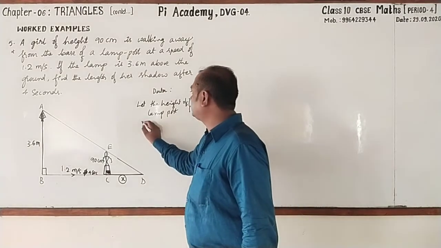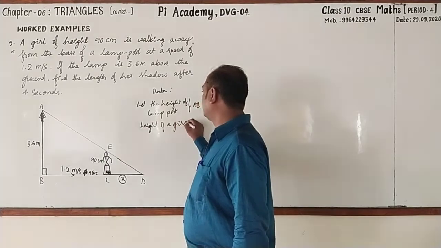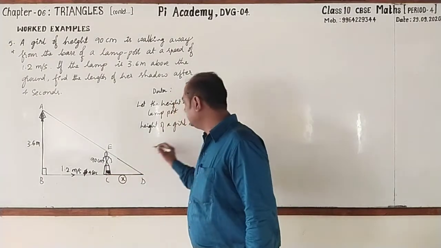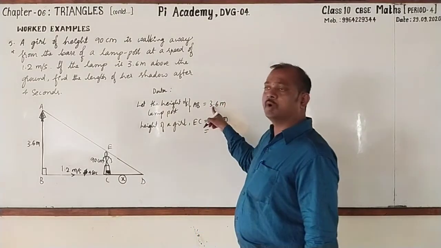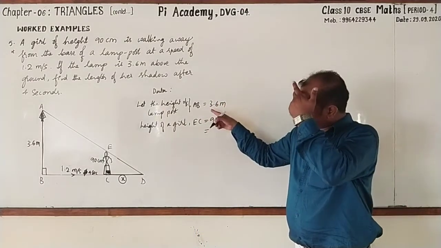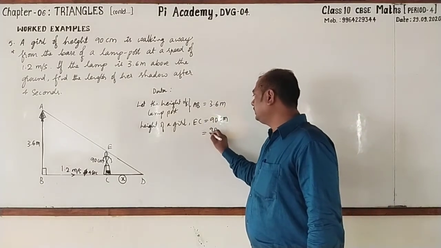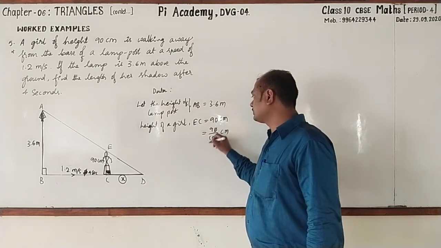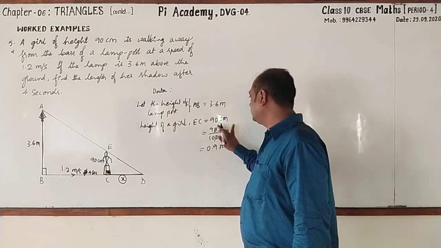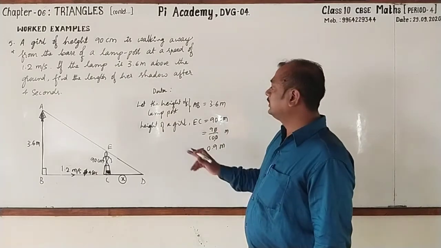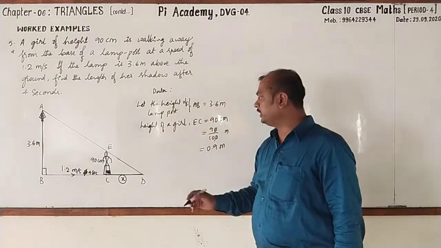Next, height of a girl. We have taken it as EC, which is equal to 90 centimeter. As one physical quantity is in meter, let us convert this into meter. 90 by 100, the zeros get cancelled. You may write it as 0.9 meter. Followed?